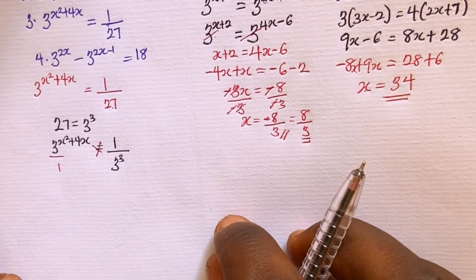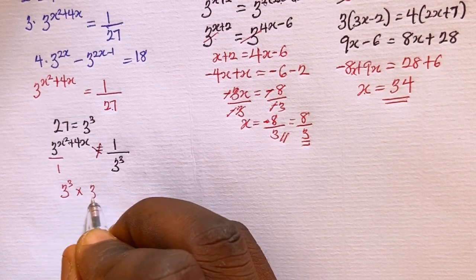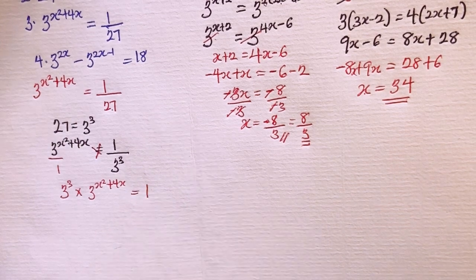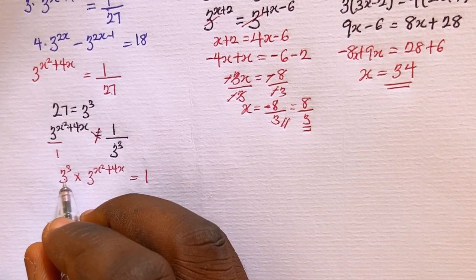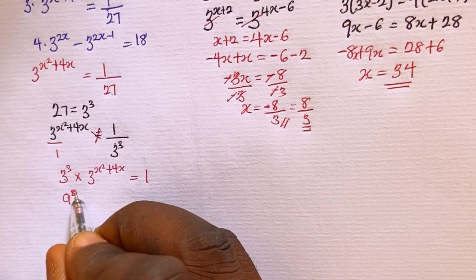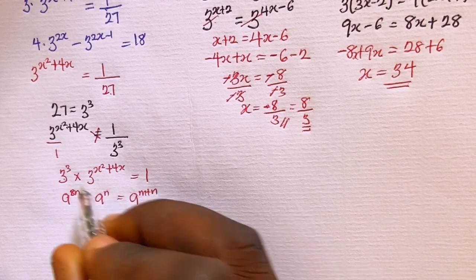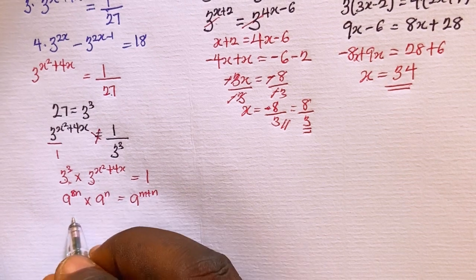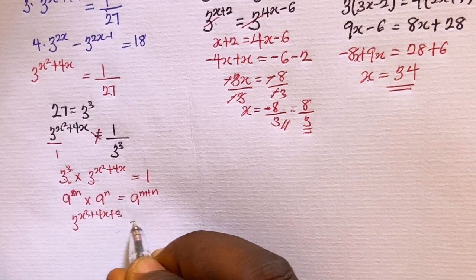Right? So cross multiply here, I'm going to have 3 exponential 3 multiplied by 3x squared plus 4x, right? Which is equal to what? 1, exactly. So you can recall the law of indices. Whenever we have a raised to power m multiplied by a raised to power n, it is the same as a raised to power m plus n. Then I will add the powers together since they have the same base. Adding the powers together, I'm going to have 3x squared plus 4x plus 3 equals 1.